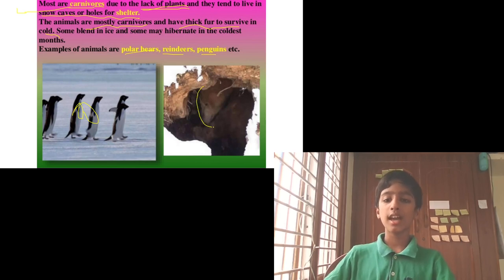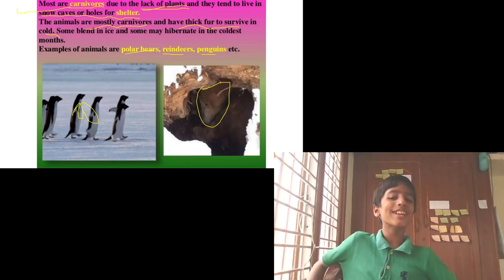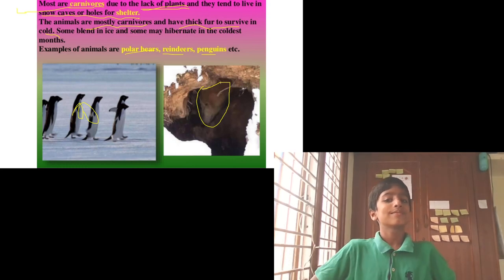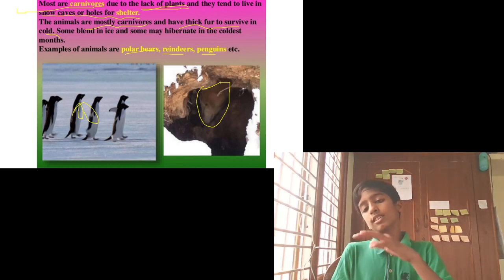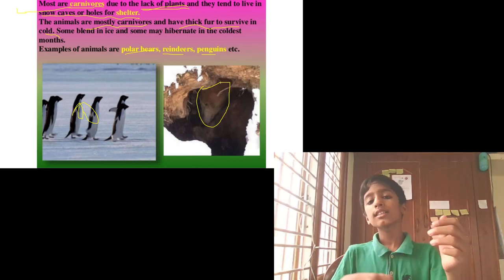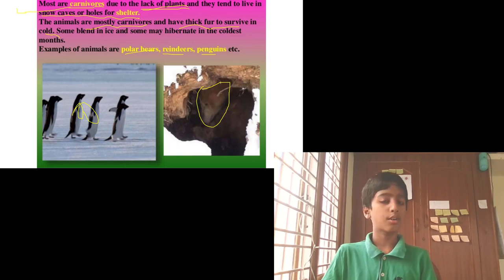Here you can see an animal hiding. He's not noticeable for you, right? I told you. So give me a high five. That's an animal hiding there to protect itself from the cold.